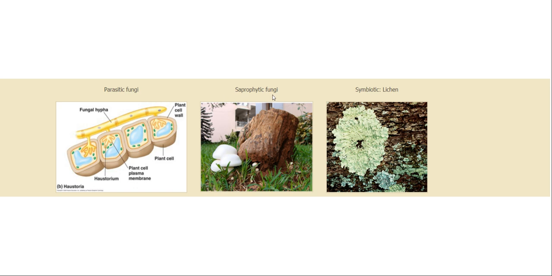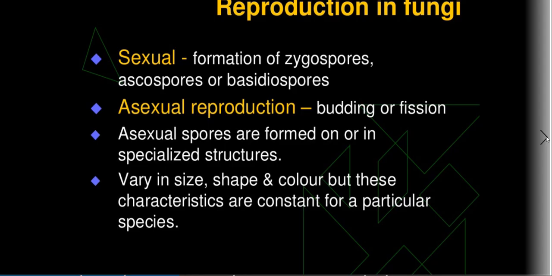Then saprophytic fungi. Saprophytic fungi, I told you that they will take their food from the dead or decaying organic matter. So they are obligate saprophytes. Okay. Then in the symbiotic association, here the example of lichen is given, where algae and fungus are living in an association. Okay. So that is the examples of these depending upon their nutrition.